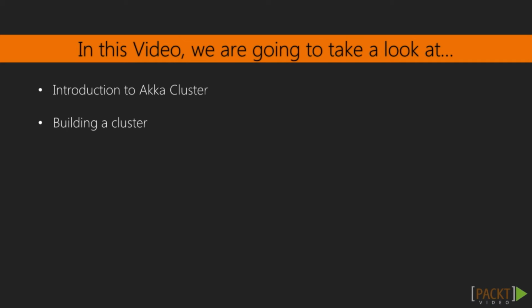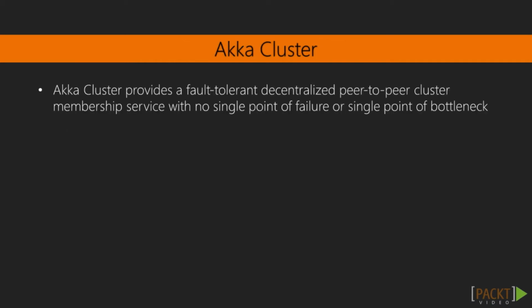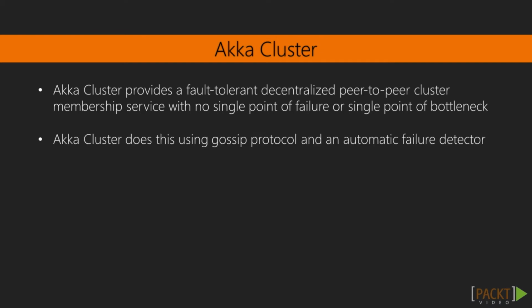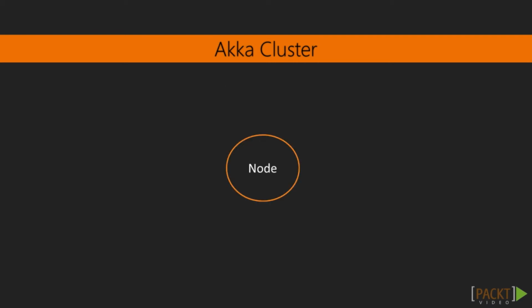Let's start. Akka cluster provides a fault-tolerant, decentralized, peer-to-peer based cluster membership service with no single point of failure or bottleneck. It does this using the gossip protocol and a built-in failure detector. Let's define some terms to make sure we are on the same page. A node is a logical member of a cluster. There could be multiple nodes on a physical machine. It is defined by a hostname:port:UID tuple.